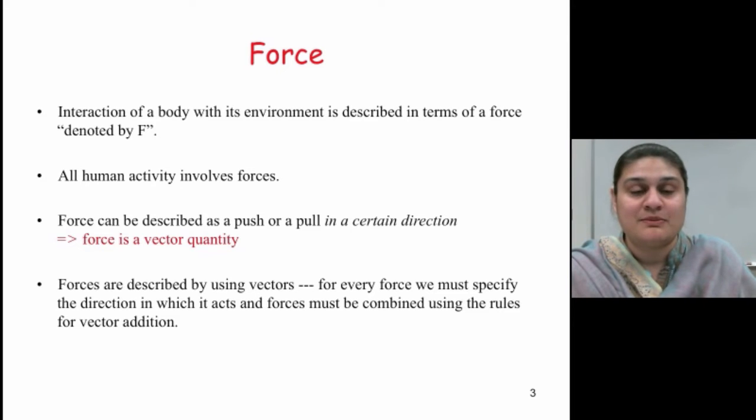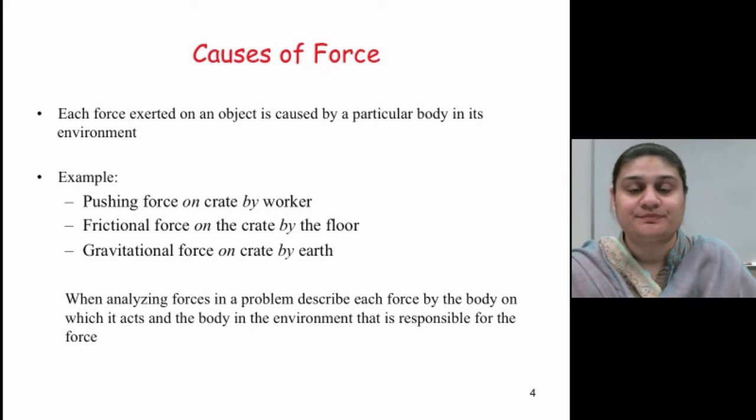For every force, we must specify a direction on which it acts, and the forces have to be combined by using the rules of vector additions. Head to tail rule, for example.